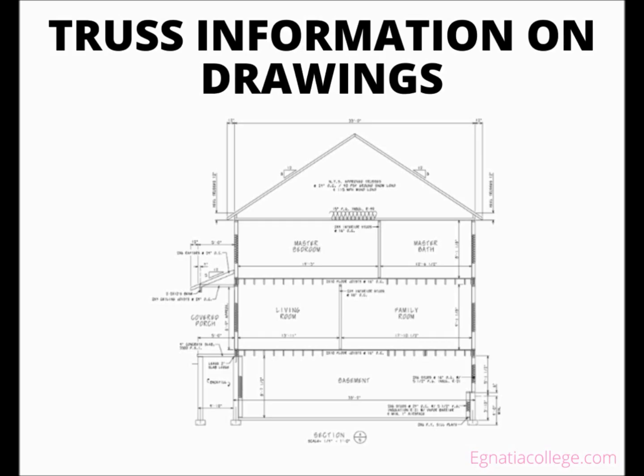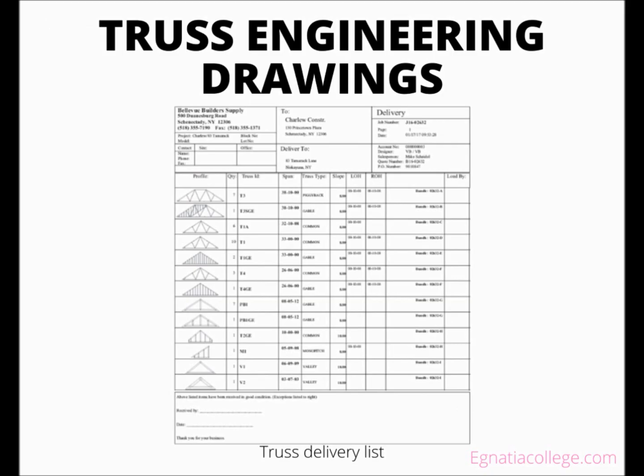Truss engineering drawings. To see what the engineered trusses are, refer to the truss drawings from the engineer. These usually include a delivery sheet showing all the types of trusses used in the building. This sheet usually shows the following information.